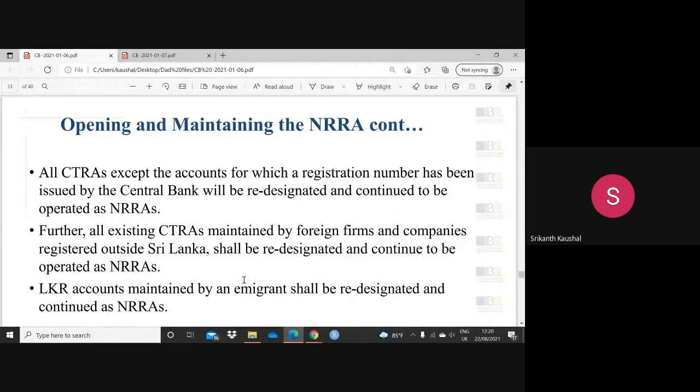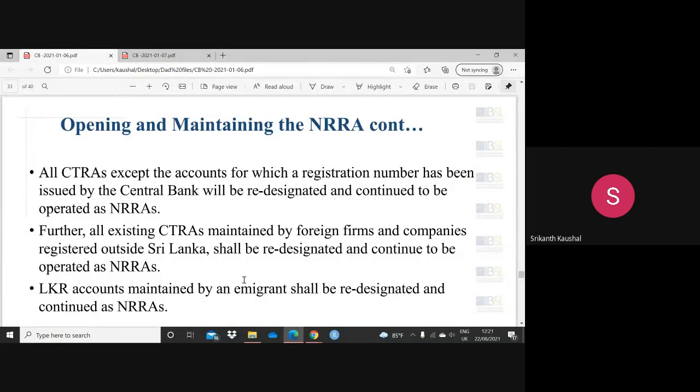Now you can see all CTRA except the account for which the registration number has been issued by the Central Bank will be redesignated and continue to be NRR. So you should know that all this time, all the rupee accounts of the immigrant in the bank were redesignated as CTRA, of which one account has to be registered with the Central Bank in order to take the remittances. All remaining CTRA accounts, with this recent direction, need to be converted back to NRR. That is what the first point says.